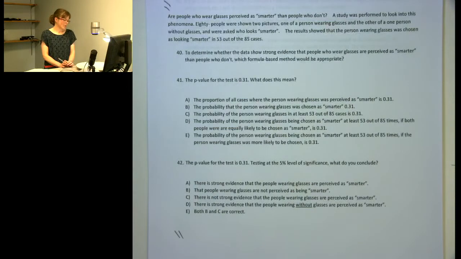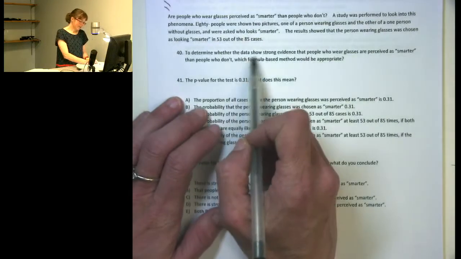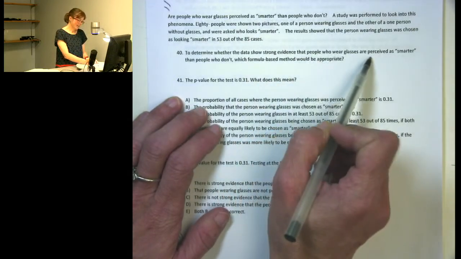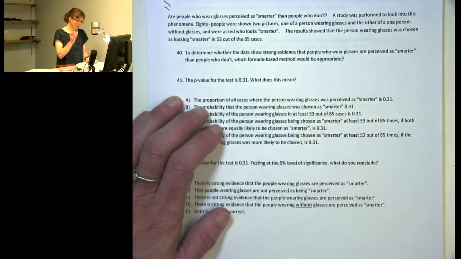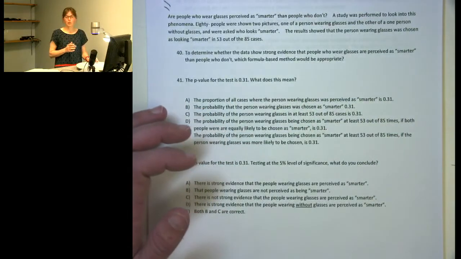80 people were shown two pictures, one of a person wearing glasses and the other of a person without glasses, and were asked who looks smarter. The results show that the person wearing glasses was chosen as looking smarter in 53 out of 85 cases. To determine whether the data show strong evidence that people who wear glasses are perceived as smarter than people who don't, which formula-based methods would be appropriate?